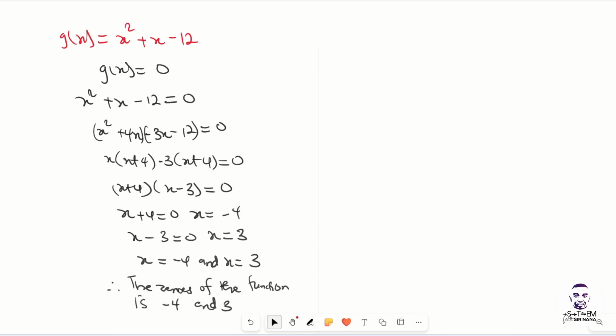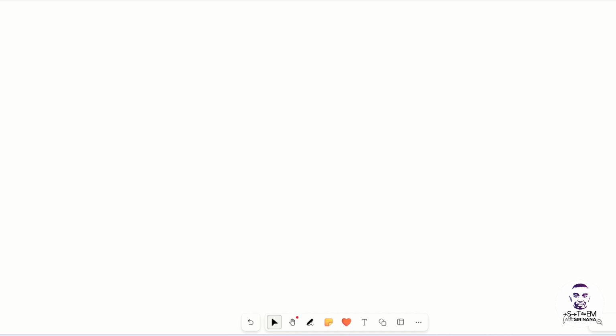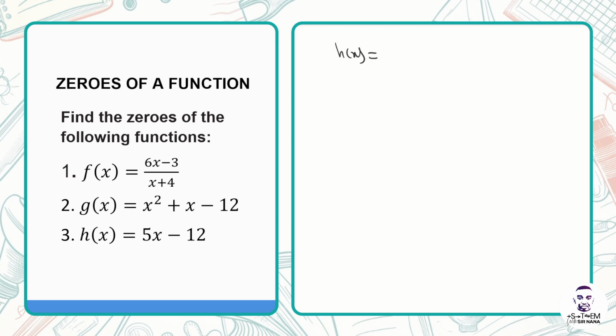which is h of x, right? So we have been given h of x. We are asked to find the zero of the function h of x. So we have h of x to be equal to 5x minus 12, right? So the process is to make h of x to be equal to 0. So we have 5x minus 12 is equal to 0. So we have 5x to be equal to 12. We divide both sides by the coefficient of the x, which is 5. And then as simple as getting x to be equal to 12 over 5.